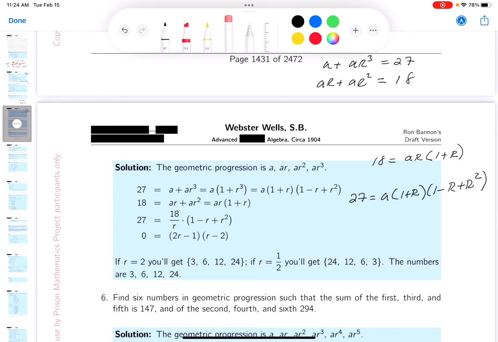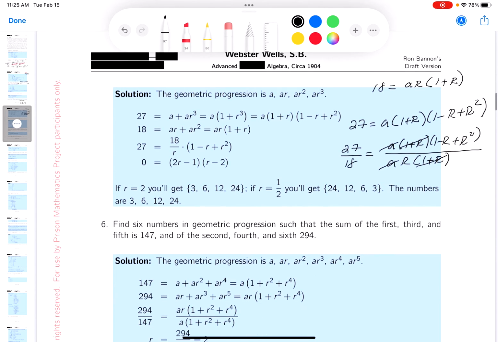Well, one of the reasons is I'm starting to realize that I could divide these two equations. Let me see how that works. I'm going to take 27 over 18. I'm going to write this down now. So it's going to be A, 1 plus R, 1 minus R plus R squared, over AR, 1 plus R. Provided R is not minus 1, which I have to be really careful about, this would cancel off. And provided A is not 0, this would cancel off.